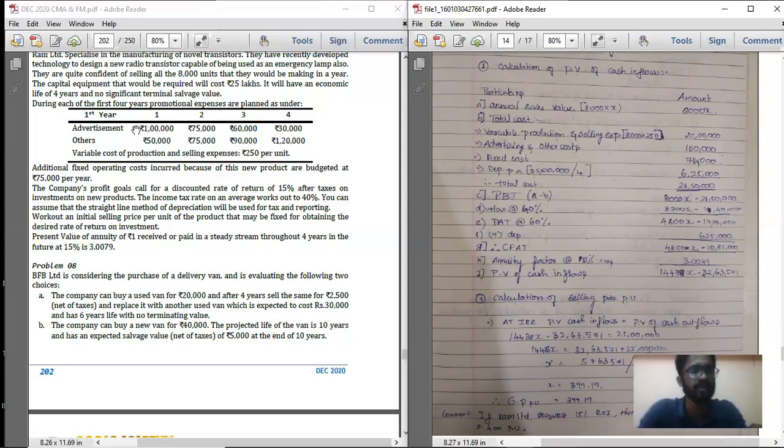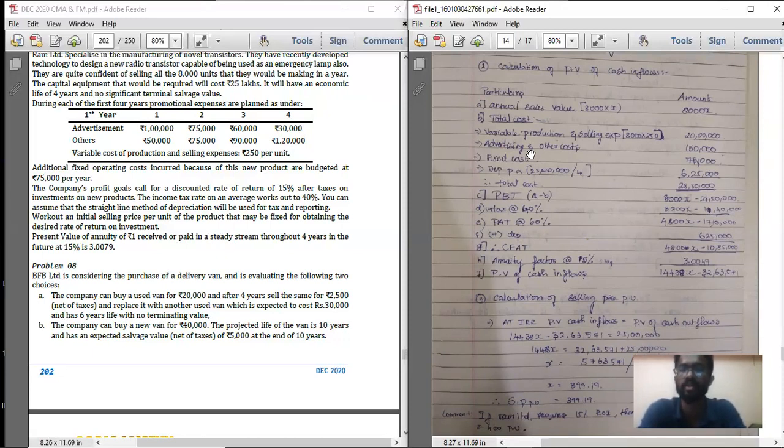Here, the advertisement cost and other costs are the same in total for every year. 1 lakh plus 50,000, you get 1 lakh 50,000. 75,000 plus 75,000, you get 1 lakh 50,000. 60 plus 90, you get 1 lakh 50. 30 plus 1 lakh 20, you get 1 lakh 50. So for all the years it is common, 1 lakh 50,000. So second arrow mark, advertising and other costs: in the amount column, record 1 lakh 50,000.